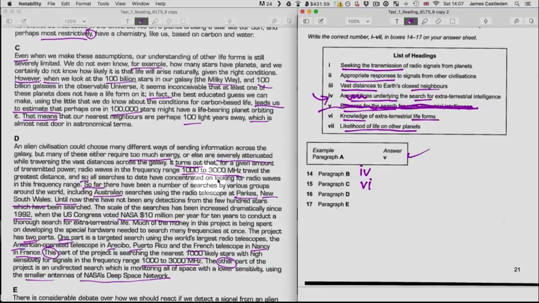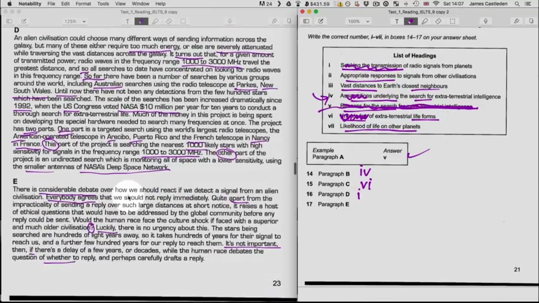So all the searches to date have concentrated looking for radio waves in this frequency range. So far there have been a number of searches by various groups. Until now there have not been any detections from the few hundred stars which we've been searching. We know that one's coming later. Seeking the transmission. So these guys are seeking a transmission. I think that's number 1. Seeking transmission of radio signals.